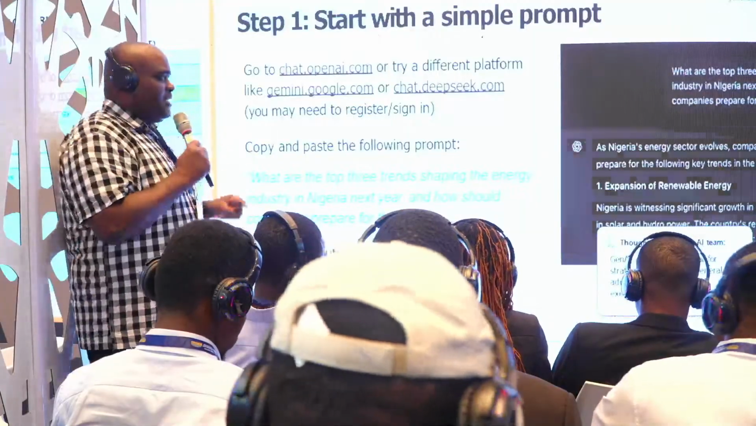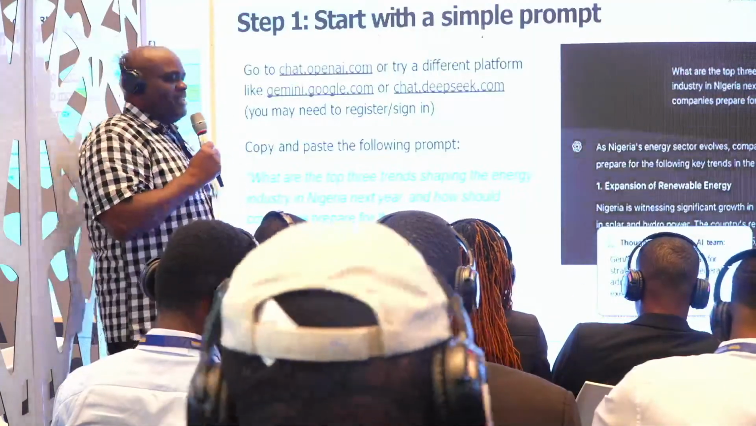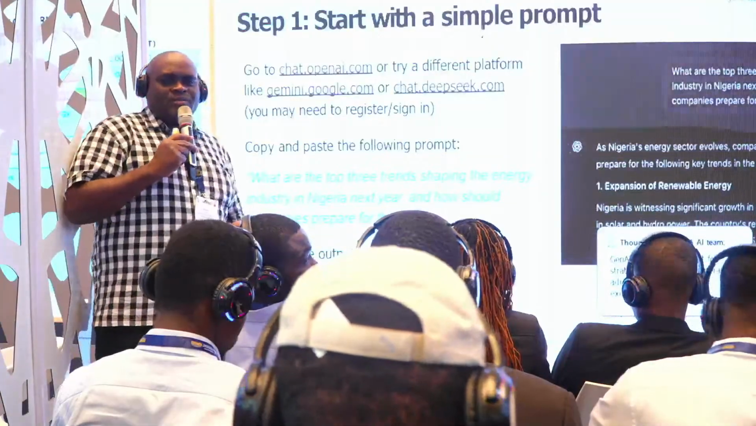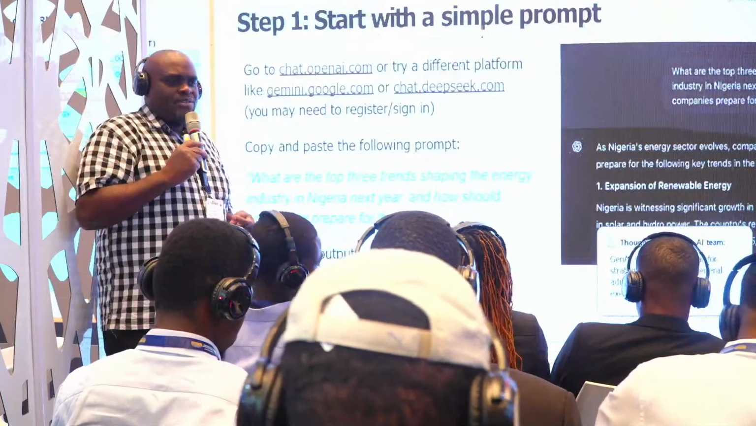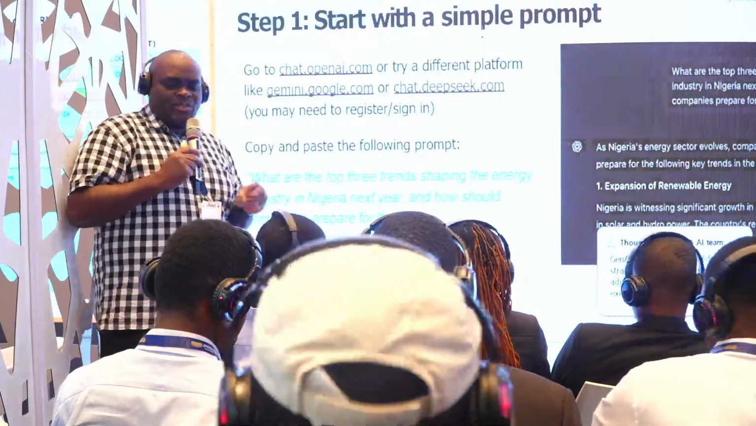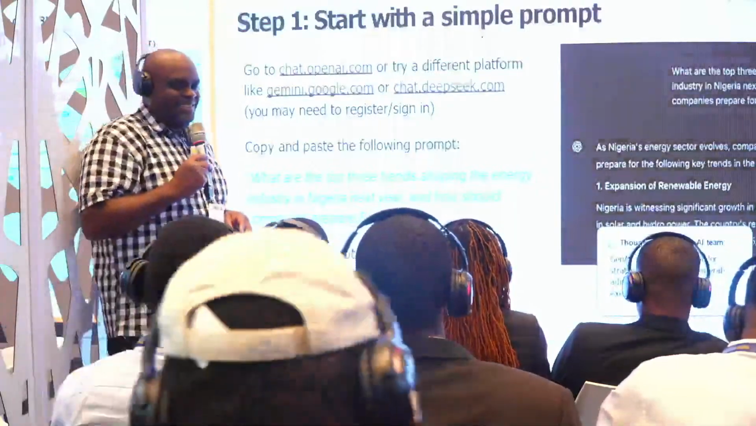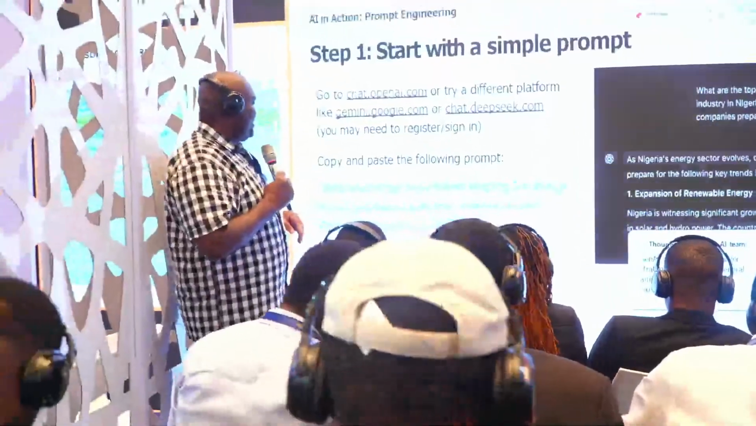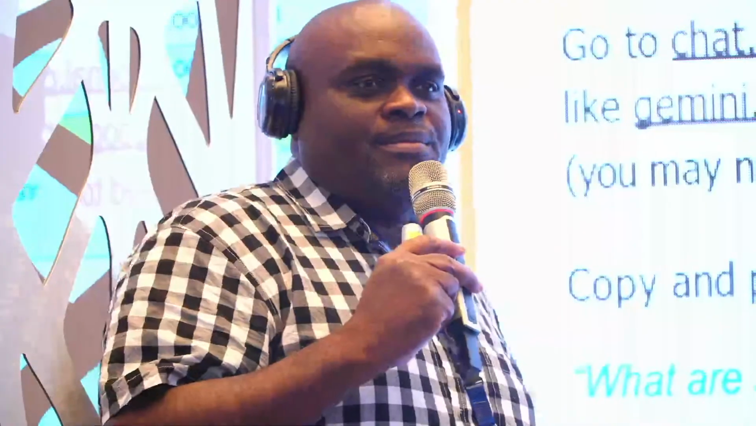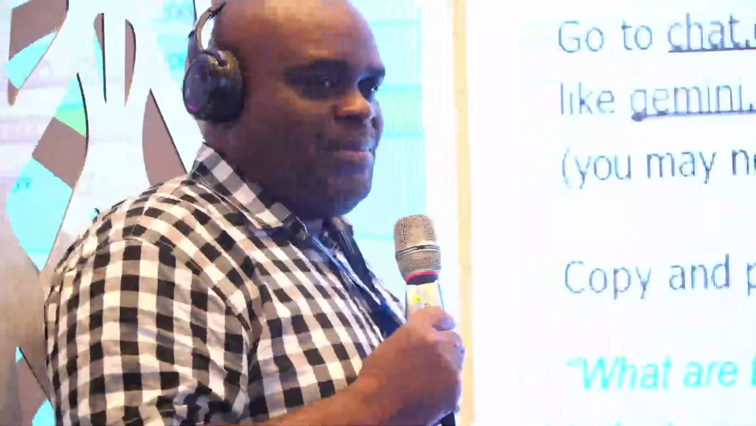So when you type it, you press enter and you wait to see the answer that ChatGPT is going to give you. Okay. So you just type it in: What are the top 3 trends shaping the energy industry in Nigeria next year? And how should companies prepare for them? Okay. So once you type it in, just click on ChatGPT or Gemini, whichever you want, and you get the answer.